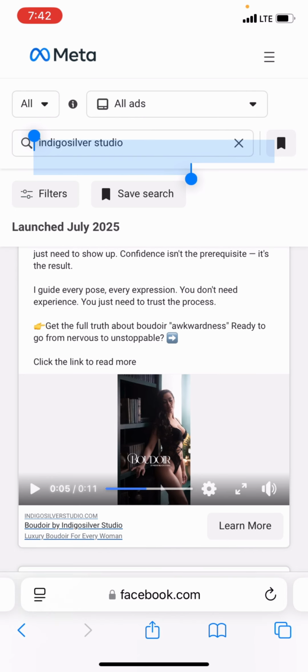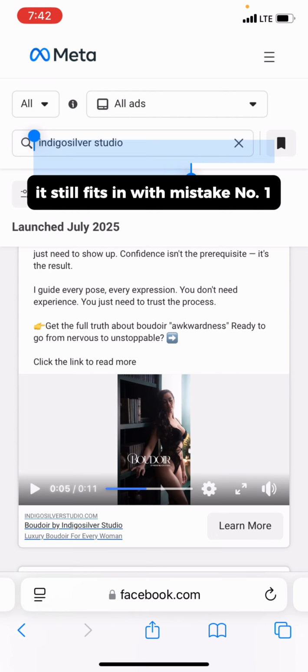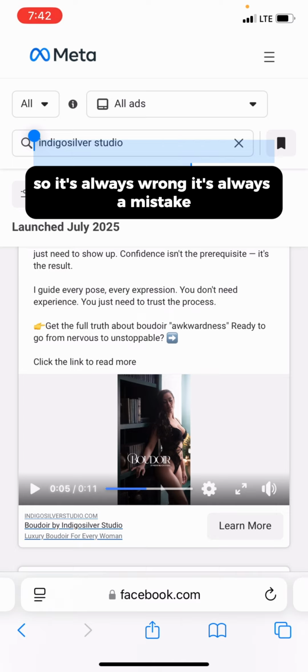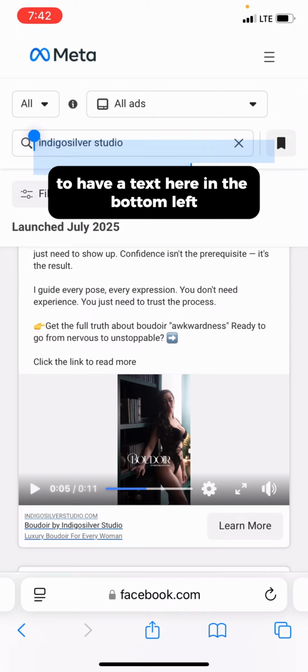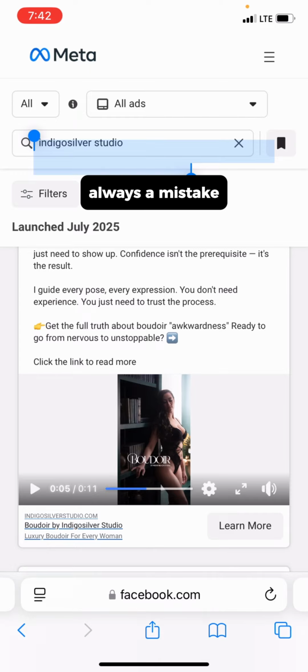And so, even if we did have the correct text down here in the bottom left, it still fits in with mistake number 1, makes it look more like an ad. So it's always a mistake to have text here in the bottom left. Any below creative headline, any description, any button, always a mistake.